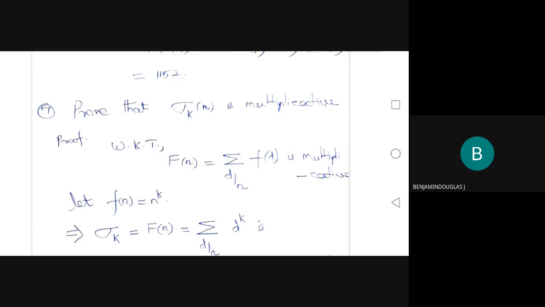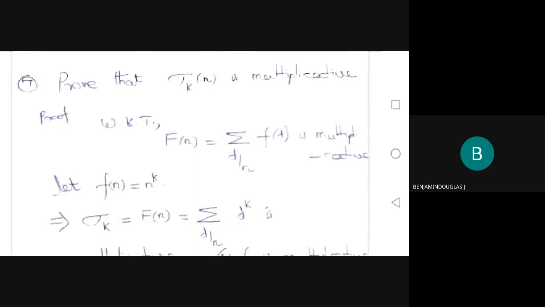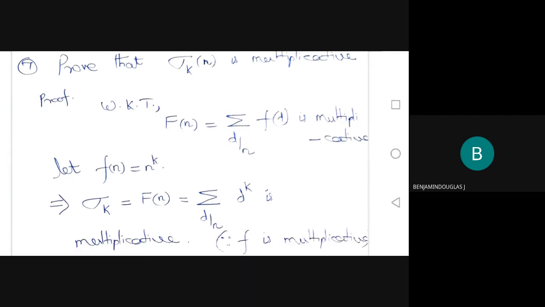Now apply the formula. Here capital F of n is sigma k of n, which is equal to the summation over d dividing n of d power k. Since f of n equals n power k, f of d will be d power k. So it is obviously multiplicative, since lowercase f of n, that is n power k, is multiplicative. So obviously sigma k of n should be multiplicative.